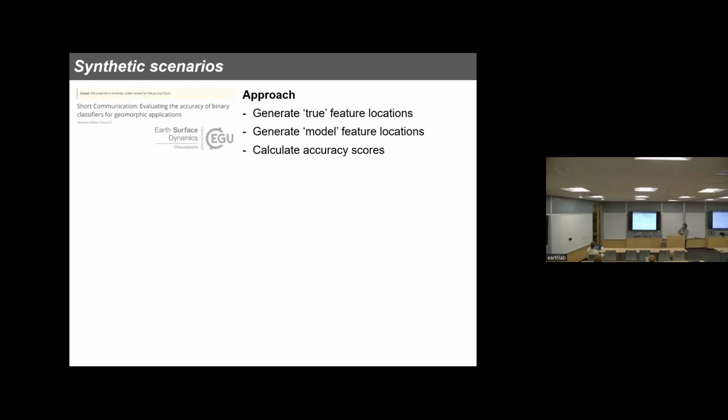And this is work that I've submitted and it's not yet published. So you should give me all of your feedback so that it can get better, because I'm doing the revisions on it now. But the general approach is simple. It's to generate synthetically true feature locations, to generate my model feature locations, and then calculate accuracy scores between the two. And I'm going to have certain kinds of relationships between the truth and the model data so I can understand how that plays out if I was looking at a gradient, say, of bedrock exposure.